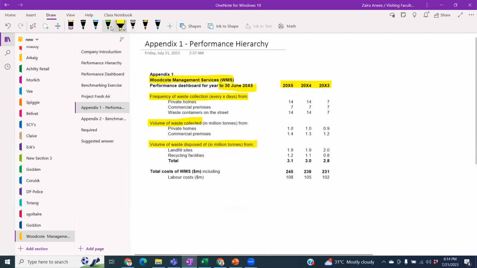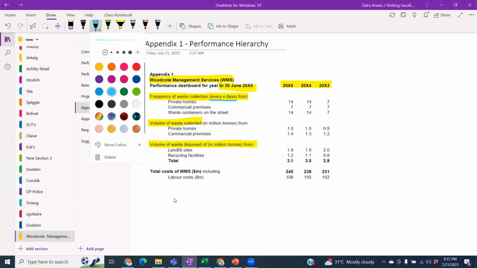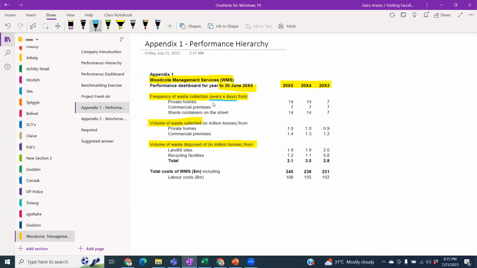Okay. Let's talk about the first one. Frequency of waste collection every X days from private homes, commercial premises, and waste containers on the street. This is actually telling you that every X means every 14 days or maybe 7 days. So from private homes, we are collecting waste every 14 days, right? Every 14 days, if you put 14 in X, and commercial premises and waste containers on the street. This is basically how many times we are collecting the waste, right? How many times, not what is the frequency? 2 weeks, maybe 1 week.